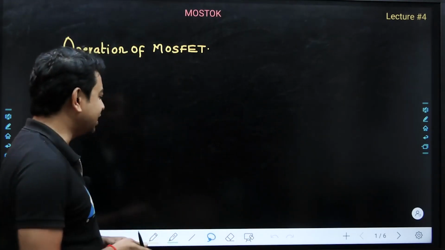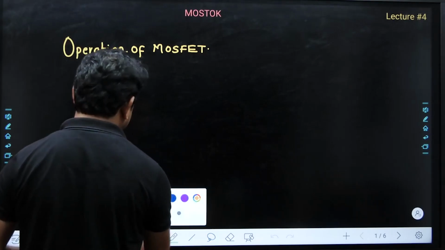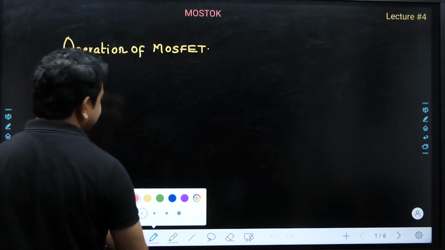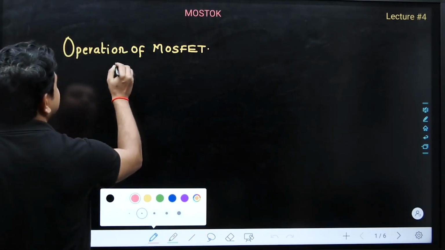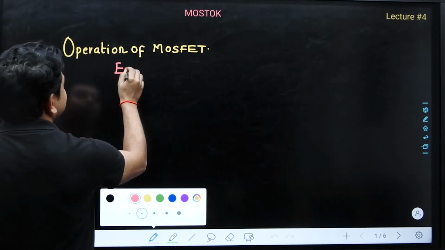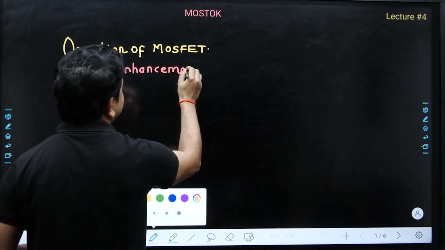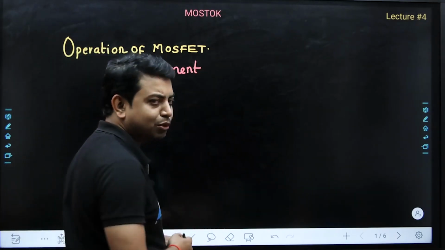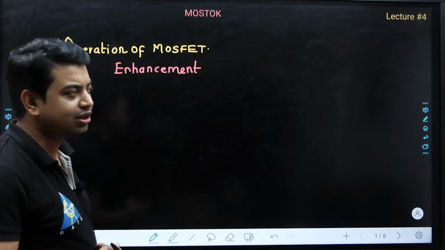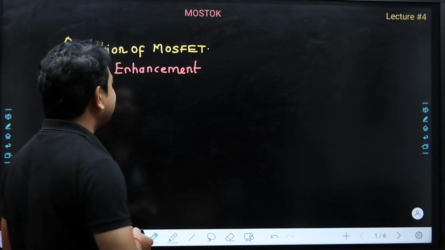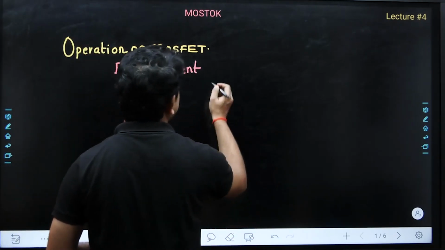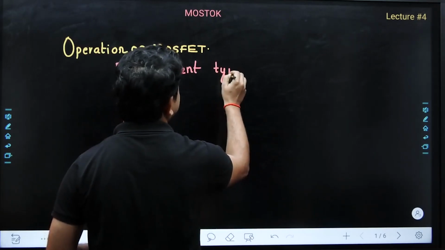Students, I am starting from the first point. Don't confuse yourself, because I am going to analyze an enhancement type MOSFET. I gave you the classification of MOSFET in the second lecture of MOSFET, where we saw the difference between enhancement type MOSFET and depletion type MOSFET.